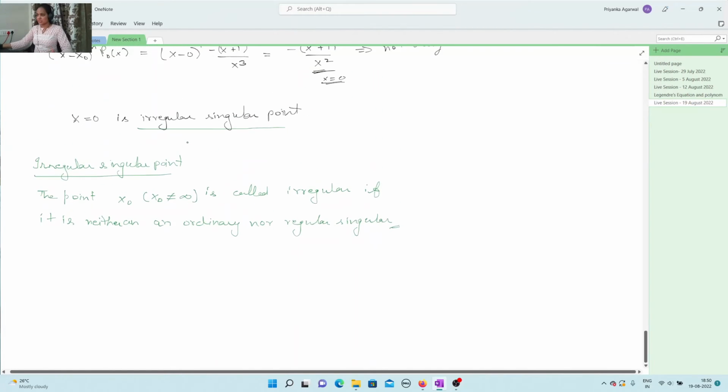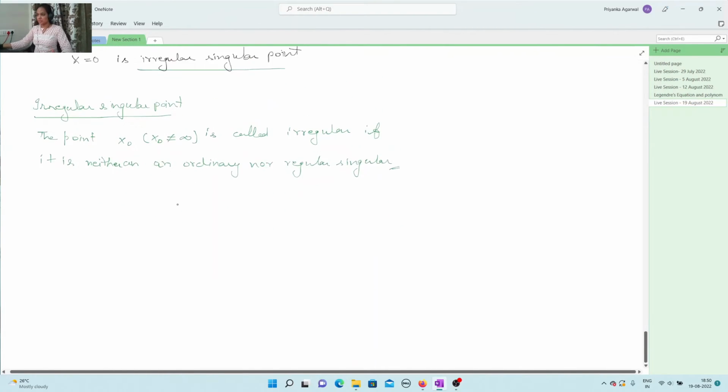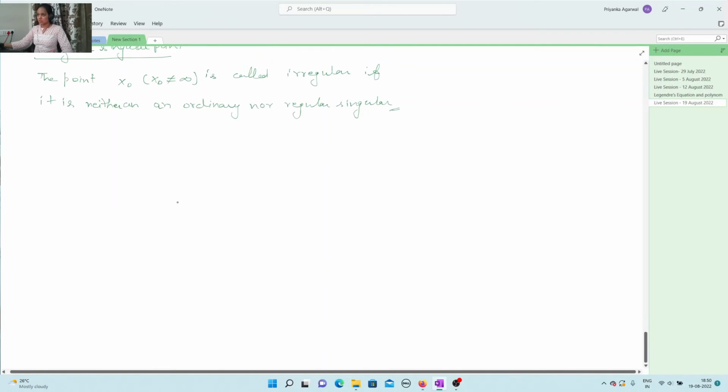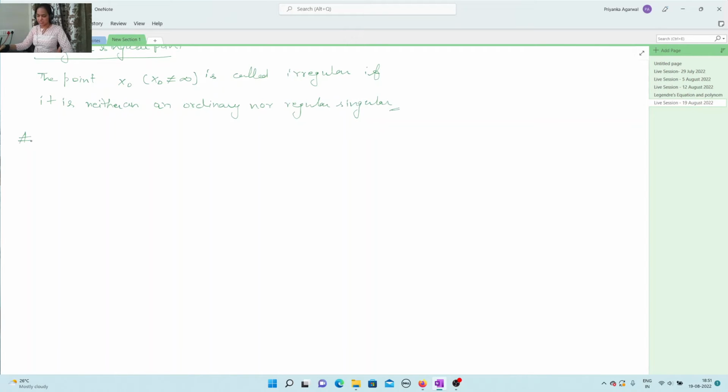So for all these cases, I was not considering infinity, but we can also classify x equals to infinity as singular or ordinary or regular or irregular singular. So let's see how to do that. Classification of the point x naught equals to infinity.